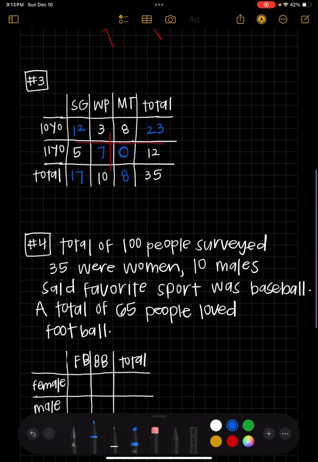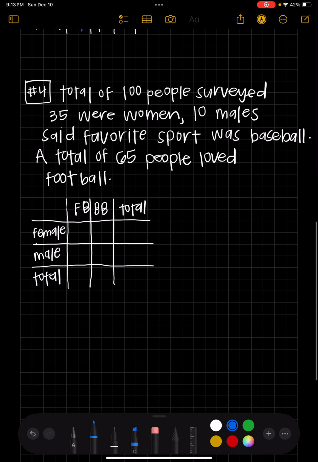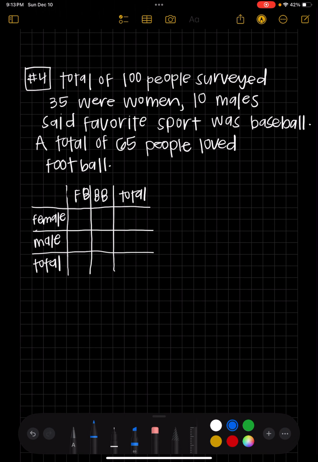Okay, one more example. This example gives us a table that is totally blank, but it gives us a little bit more information here. And so as we read through this information, we have to fill out some of the table with the information that was given, and then we can fill out the rest by adding and subtracting. So let's start with what it says.